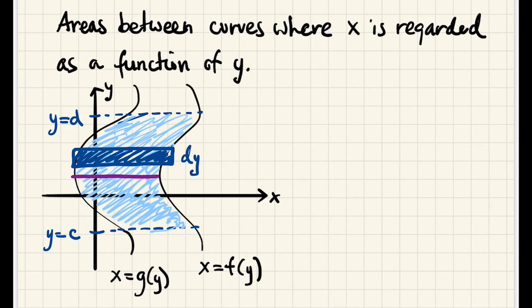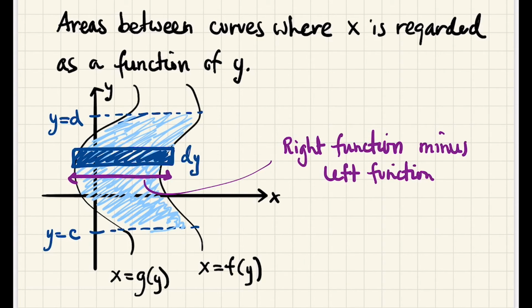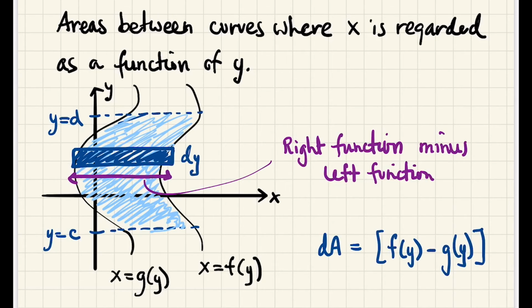And this dimension of the rectangle is just the rightmost function minus the leftmost function. So the area of that very infinitesimally thin rectangle is given by the rightmost function minus the leftmost function times dy.